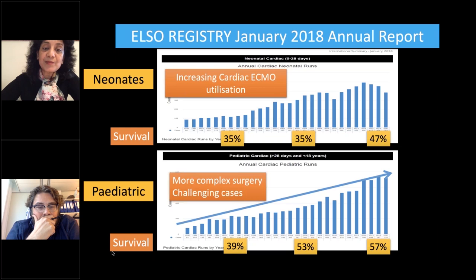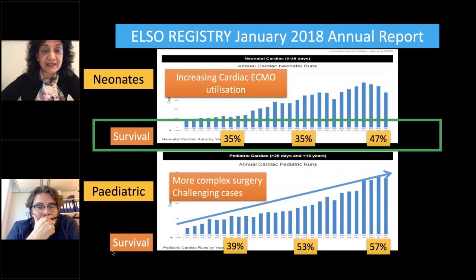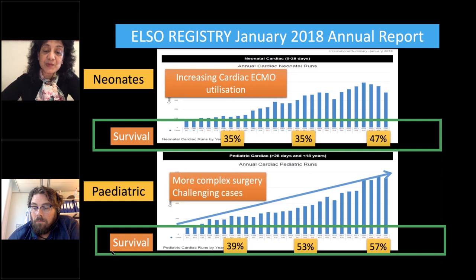However, if you look at the survival in the neonatal age bracket over the last three decades, it has improved from 35% to 47%, an increment of about 12%. But in the pediatric age bracket, it has improved from 39% to 57%, an improvement of 18%. This is partly due to improvements in perioperative management, but also because we have an exit strategy of VAD, or ventricular assist device, and pediatric transplantation.